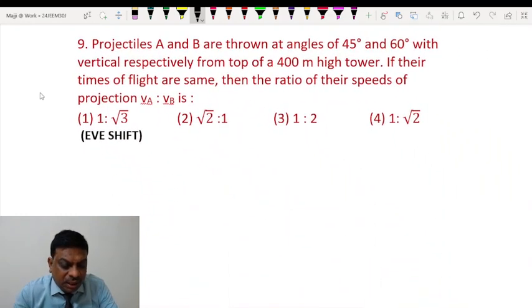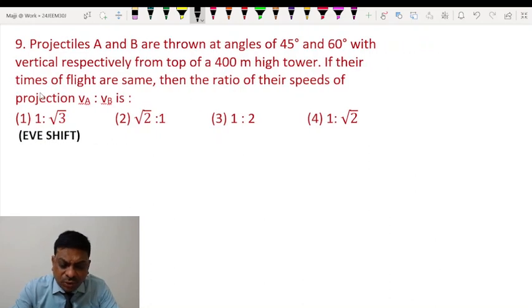Right? Then question number 9. Projectiles A and B are thrown at angles of 45 degrees and 60 degrees with the vertical respectively from the top of a 400 meter high tower. If their times of flight are same, then the ratio of their speeds of projection VA is to VB is? Now students, it's very simple.